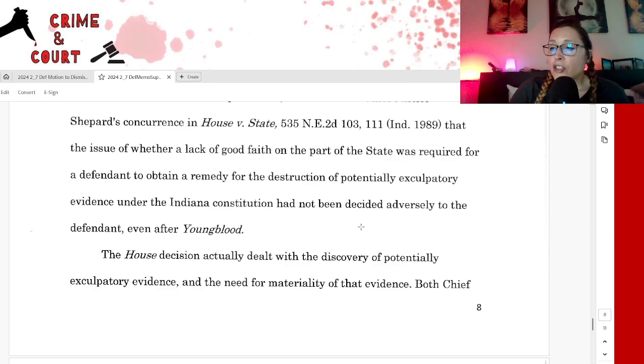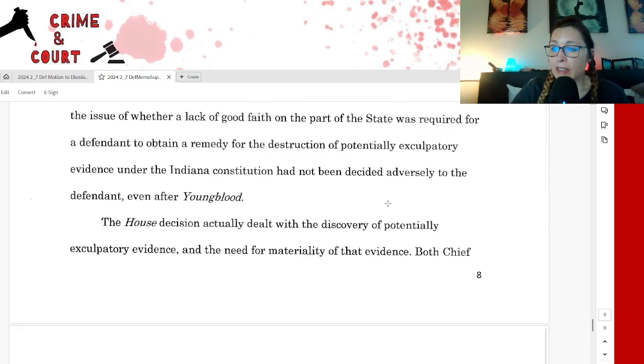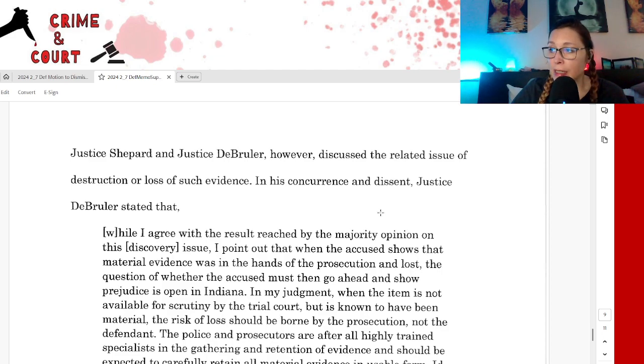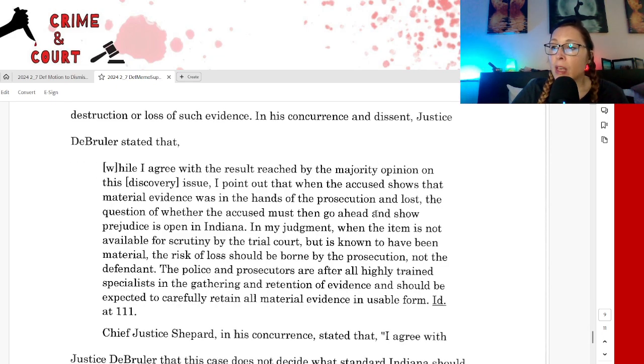The House decision actually dealt with the discovery of potentially exculpatory evidence and the need for materiality of that evidence. Both Chief Justice Shepard and Justice DeBruler, however, discussed the related issue of destruction or loss of such evidence in his concurrence and dissent. Justice DeBruler stated, "While I agree with the result reached by the majority opinion on this discovery issue, I point out that when the accused shows that material evidence was in the hands of the prosecution and lost, the question of whether the accused must then go ahead and show prejudice is open in Indiana.